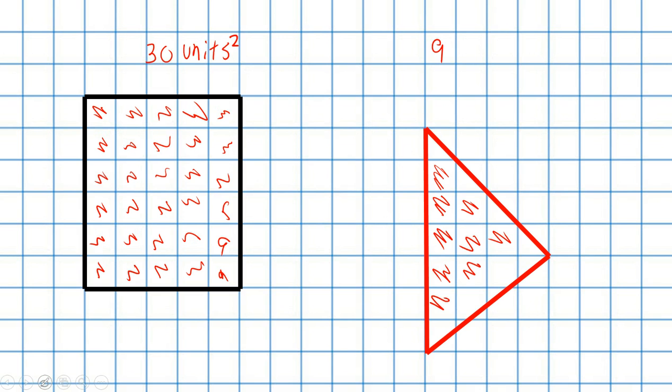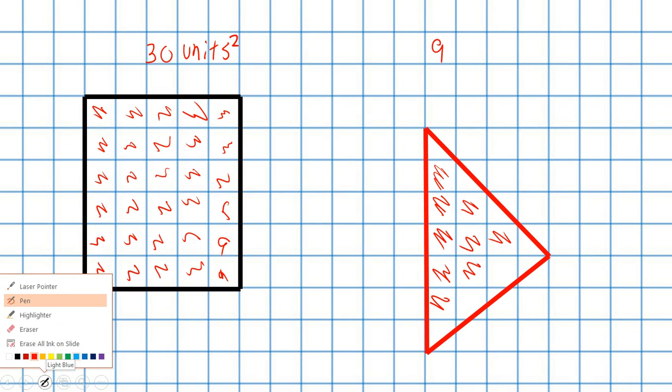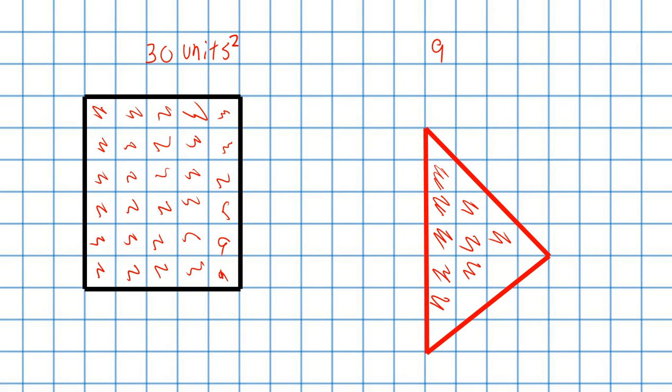Now we want to switch over and count our partial squares. We want to see if we can get them so that they come up as one whole. So this one and this one makes 1. This one and this one makes 2. So now we have 2 more, so we're going to add those.